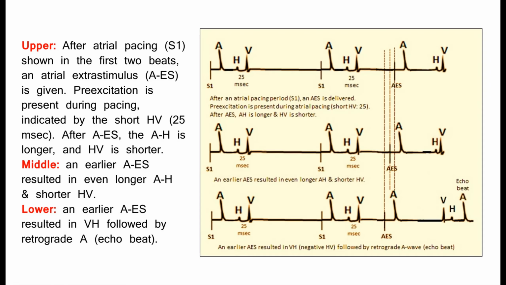Upper, after atrial pacing, S1, shown in the first two beats, an atrial extrastimulus, AES, is given. Pre-excitation is present during pacing, indicated by the short HV, 25 millisecond. After AES, the AH is longer, and HV is shorter. Middle, an earlier AES resulted in even longer AH and shorter HV. Lower, an earlier AES resulted in VH followed by retrograde A, echo beat.